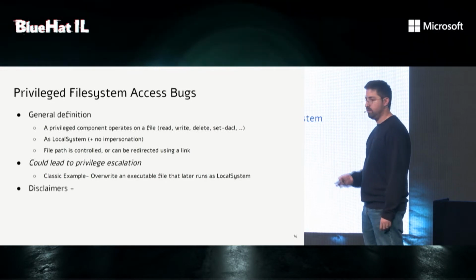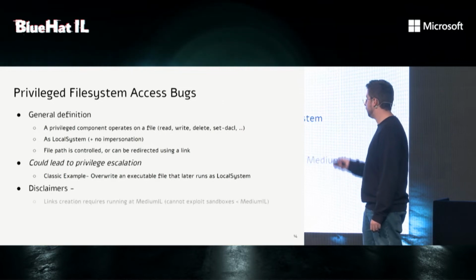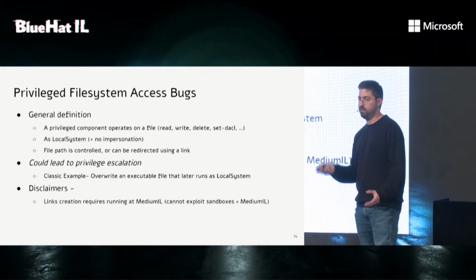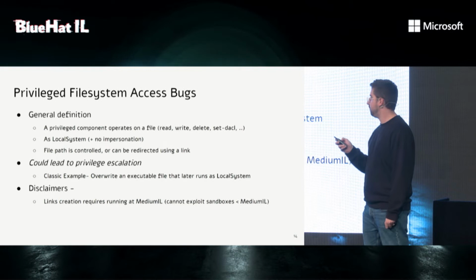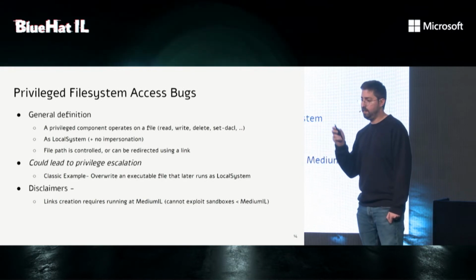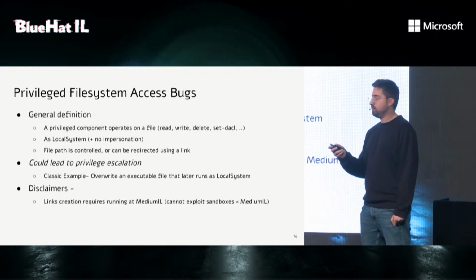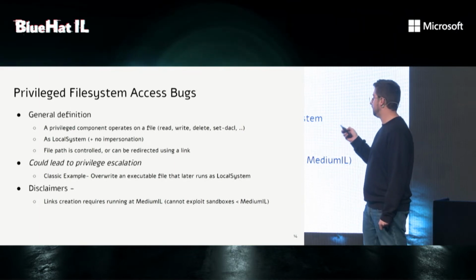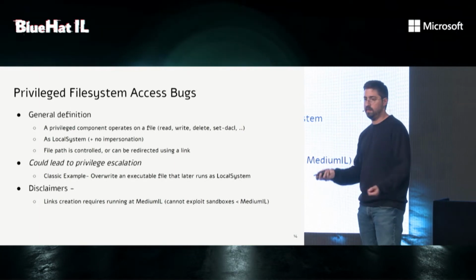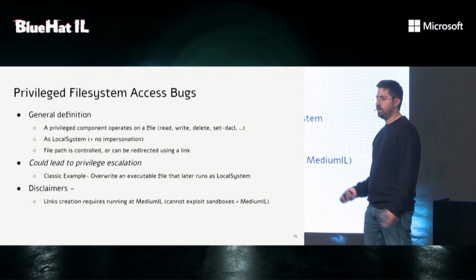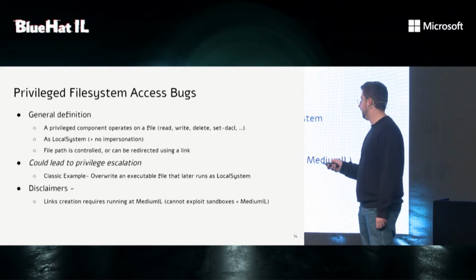Now, two disclaimers before we dig a little deeper. The first one is that on a modern Windows installation, you cannot create file system links unless you're running at least at medium integrity level. So these bugs, if they involve links, are not relevant for cases like running in a browser sandbox, but they're still viable for some other cases.